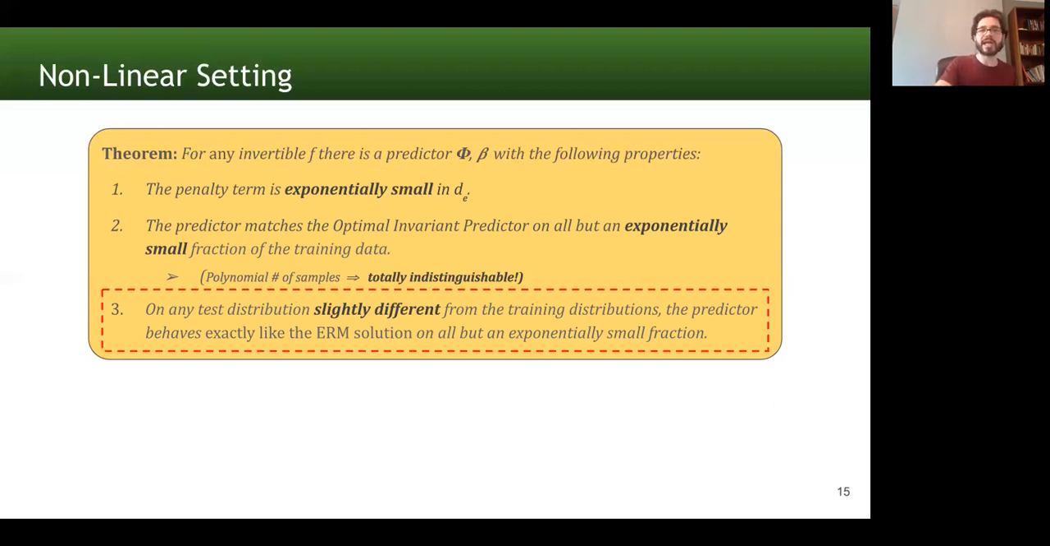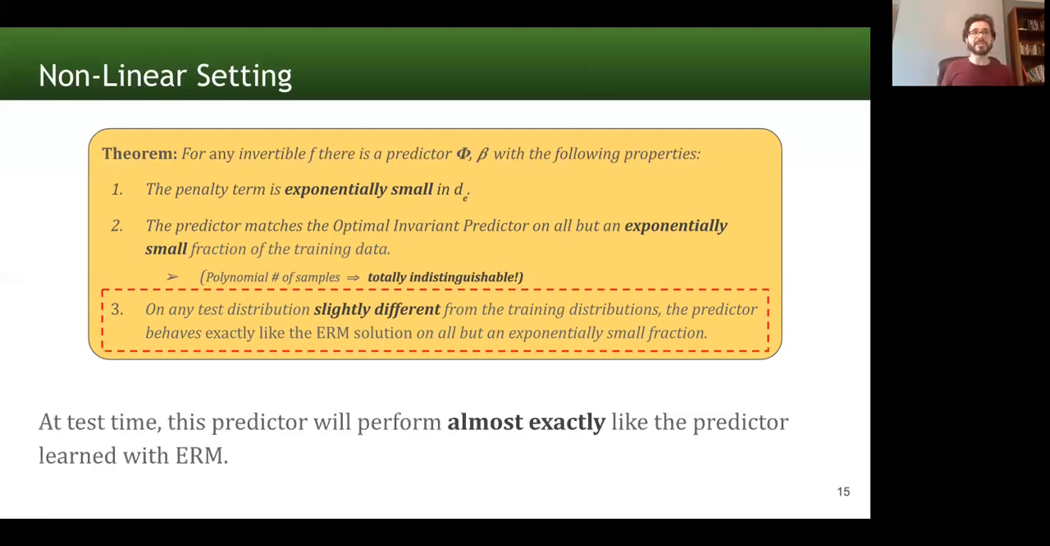On the other hand, at test time, this predictor, which we very well might uncover, will perform almost exactly like the predictor learned with ERM. And in fact, if we observe fewer than exponential samples at test time, then it will behave exactly like ERM, which basically means it will suffer from exactly the same drawbacks as ERM, which recall was exactly the intent of these objectives. So this objective also easily extends to all of these alternatives that have been proposed to IRM.